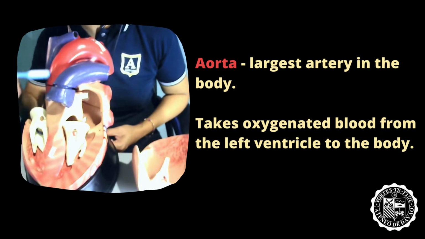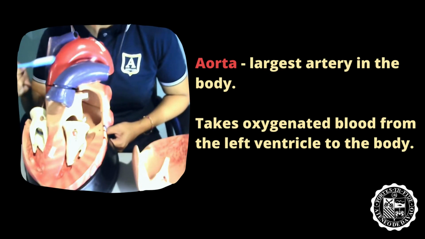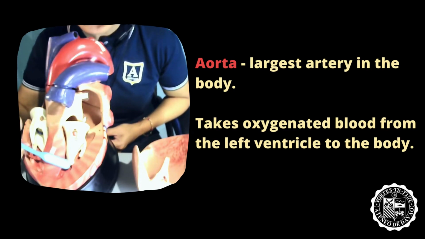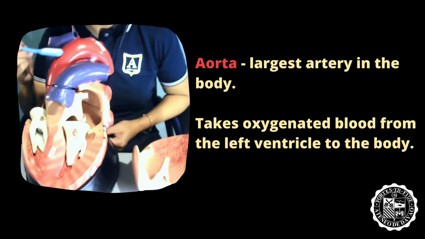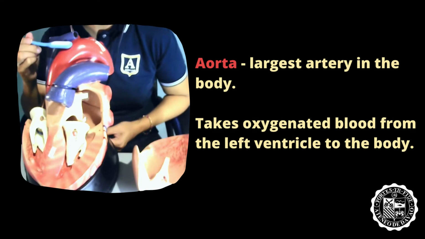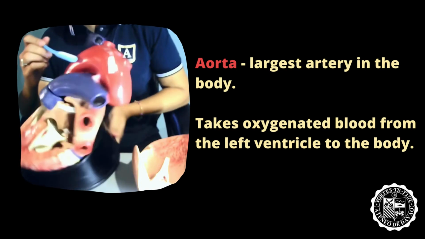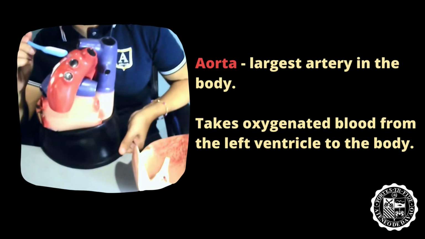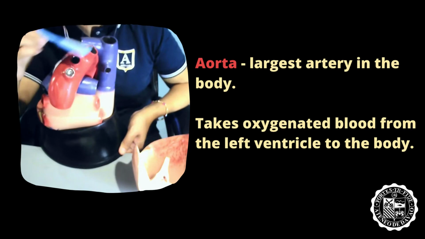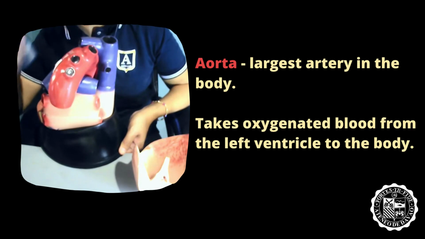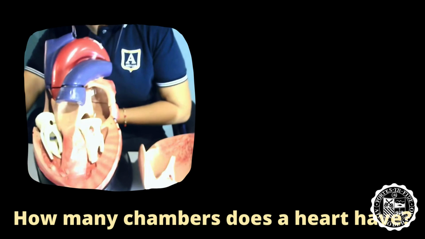This is the aorta, the largest artery in the body, that takes oxygenated blood from the left ventricle to the body. It passes through here, the oxygenated blood. As you can see, it will now distribute the oxygenated or oxygen-rich blood to the different parts of the body. So let's have a review.